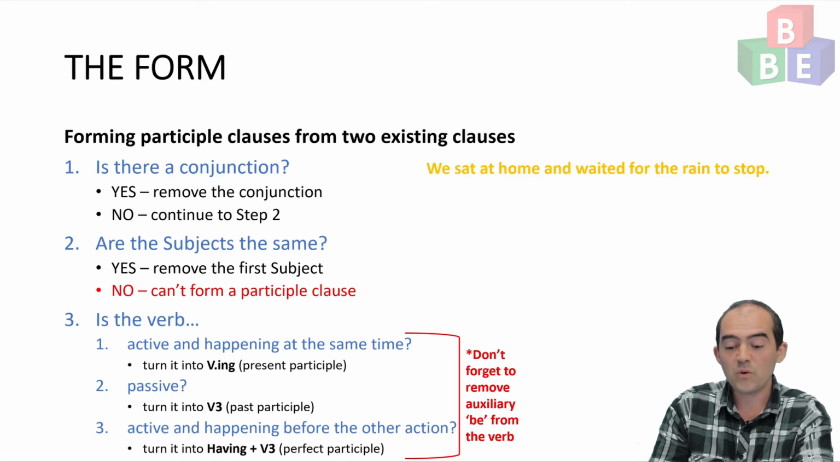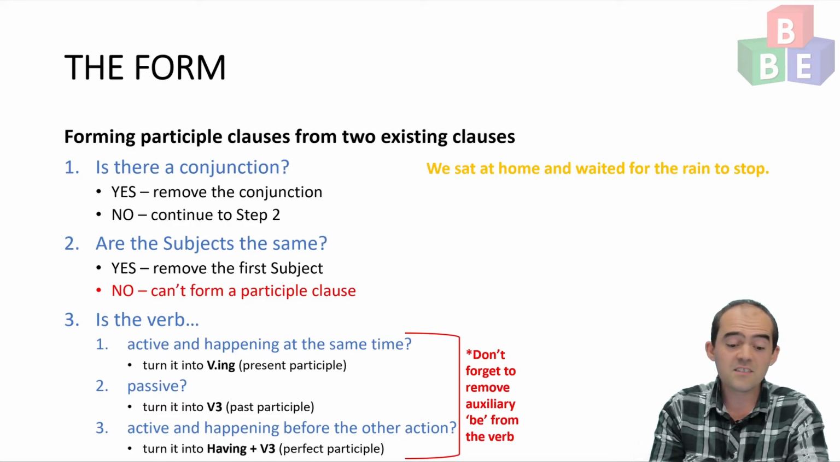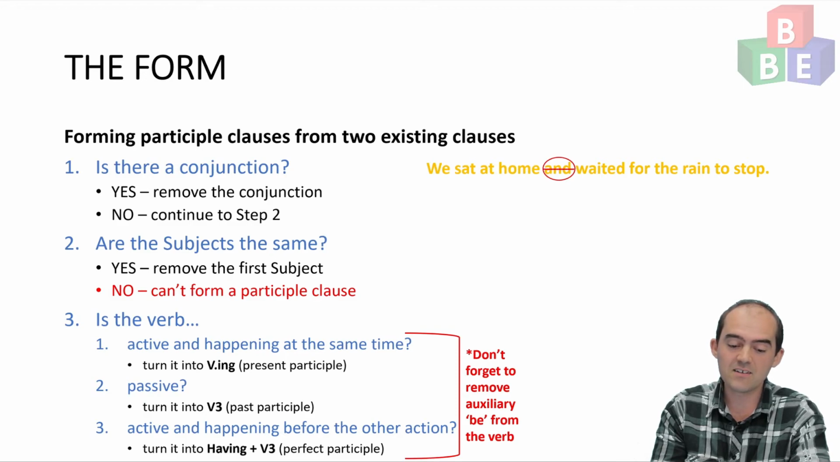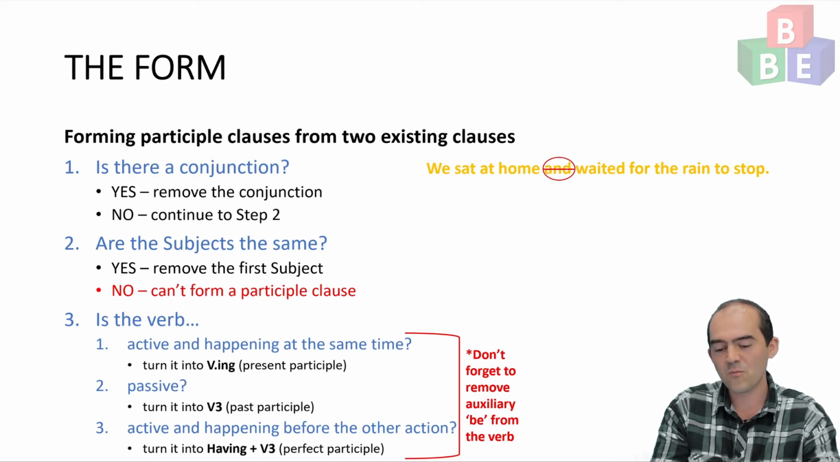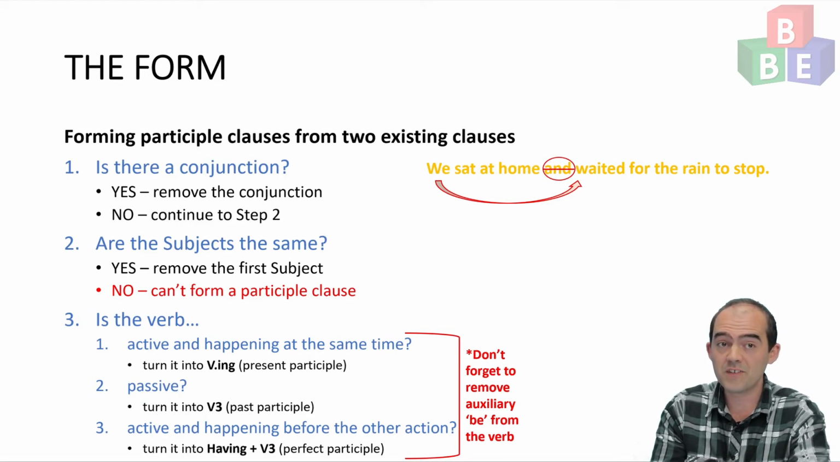Another example. We sat at home and waited for the rain to stop. Is there a conjunction? Yes, we have and, so we can remove and. Are the subjects the same? Firstly, we have we sat at home, then waited for the rain to stop. The second clause has no subject, but we can assume it's the same one. In this case, we remove the first subject and we move it to the second clause.